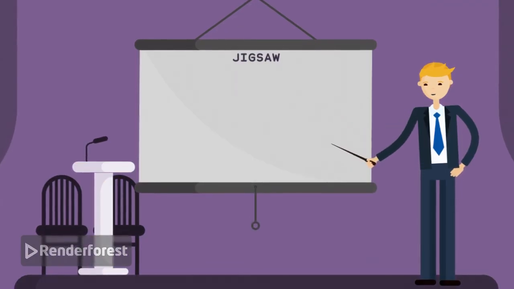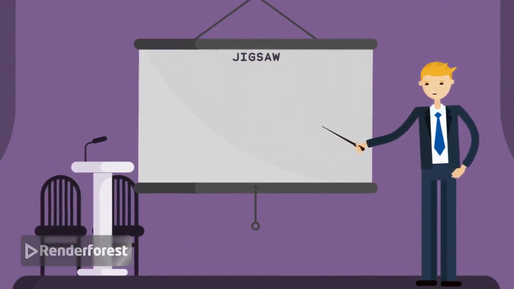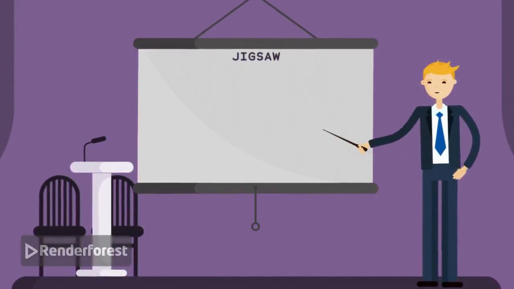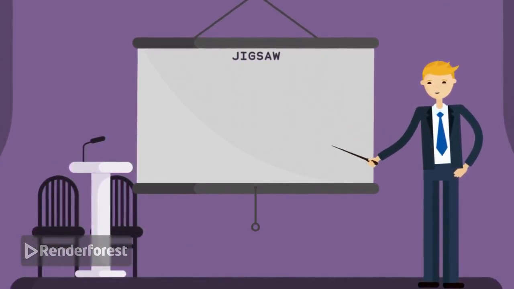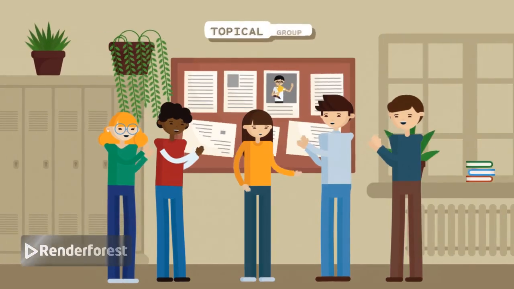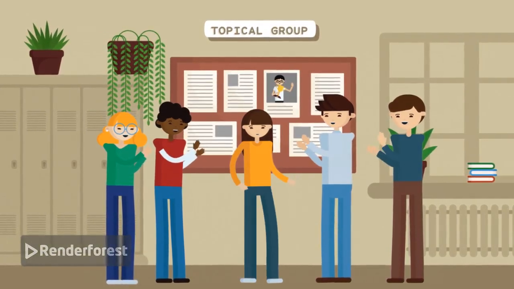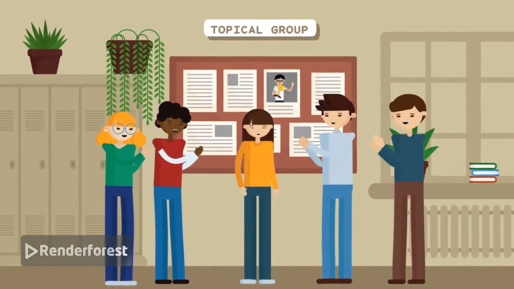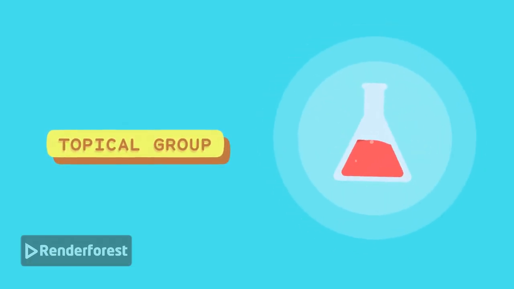The next active learning strategy, Jigsaw, involves learners first working with a topical group and then next with a cross-functional group. Each topical group is given a different question, problem, or task. These groups collaborate while developing individual expertise.